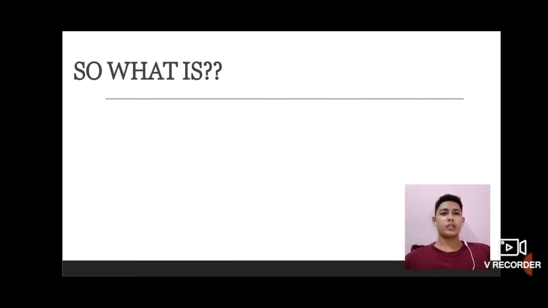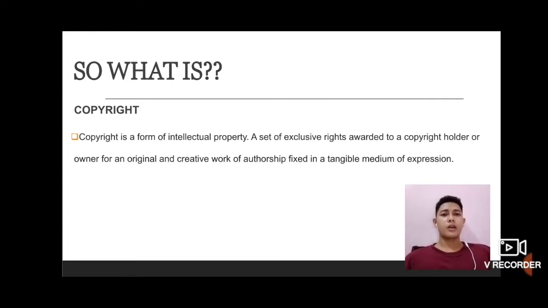So what is copyright? Copyright is a form of intellectual property, a set of exclusive rights awarded to a copyright holder or owner for original creative works of authorship in tangible medium of expression.